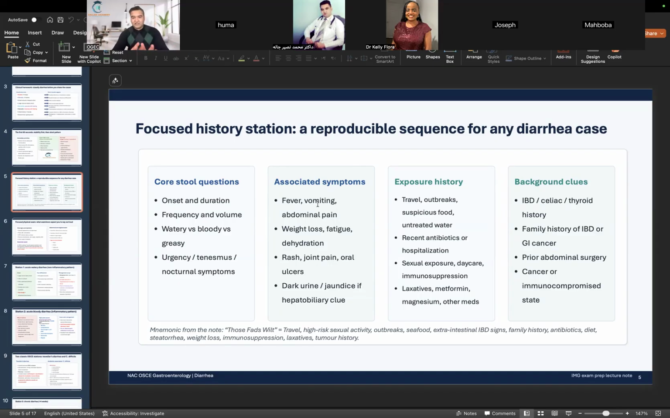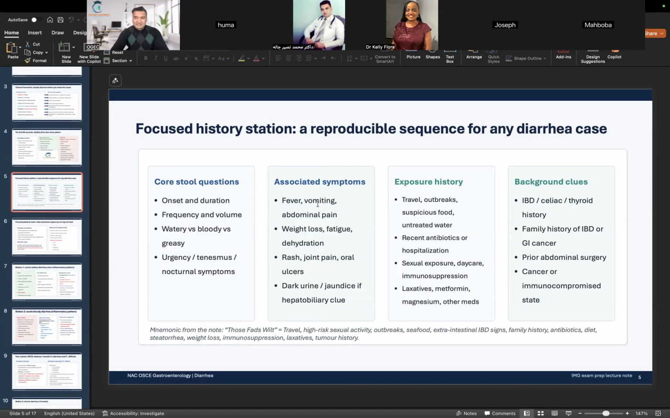So it is most likely to be self-limited. But do you have fever? If the patient has fever, then it changes the whole thing. If the patient has vomiting, abdominal pain with it, weight loss, fatigue, dehydration, rash, joint pain, oral ulcers, dark urine, jaundice, then it changes my diagnosis.